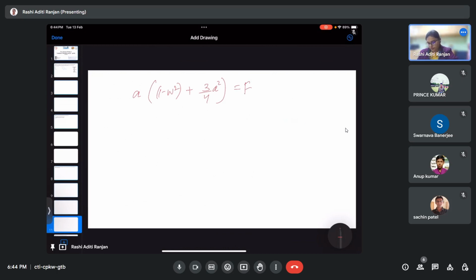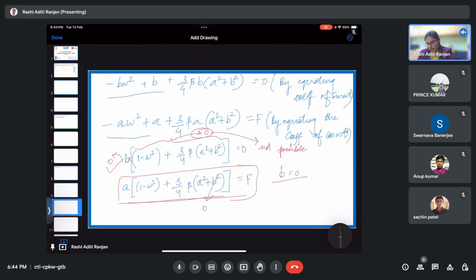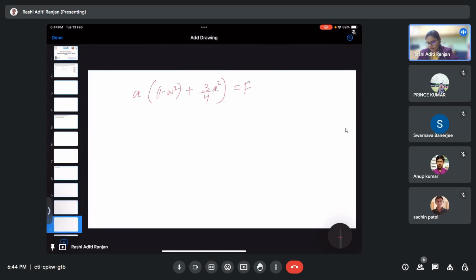Isn't it? If I put B equals 0, this is what I am going to get: 3/4 beta into A squared equals F. So from here, I can find an expression of omega in terms of A. Also, if I want to find how the system is going to behave, I can get it from this expression. Now the question is how.